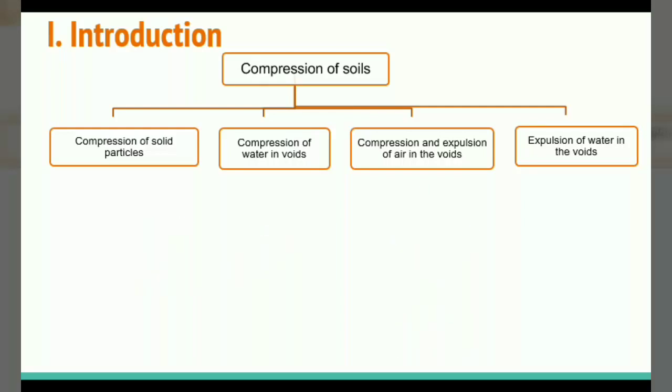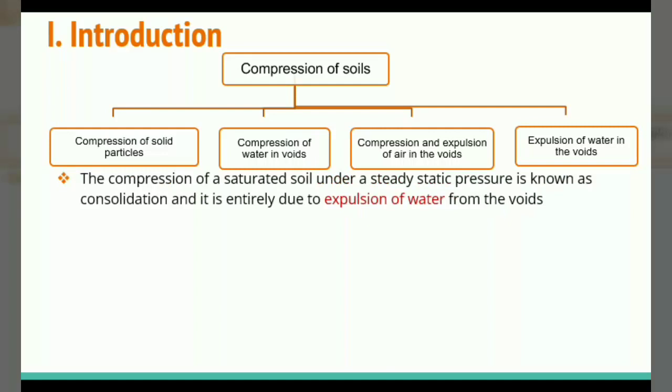So we can say for a saturated or fully saturated soil, the compression of a soil or a volume change occurs in the soil only due to the expulsion of water from the voids. And that is called consolidation. So we can define the compression of a saturated soil under a steady static pressure as consolidation, and it is entirely due to the expulsion of water from the voids.